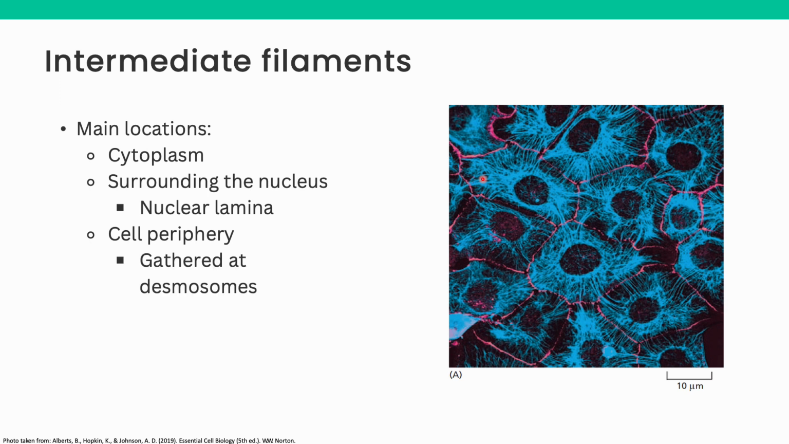And lastly, we can find them at the cell periphery, or at the sides of the cell. And here, they are gathered at points called desmosomes. These desmosomes are connections between two cells that keep them together. And here you can see an example of a desmosome, this tight bundle of intermediate filaments. And all over this micrograph, you can see the different desmosomes here, here, here, and here as well.